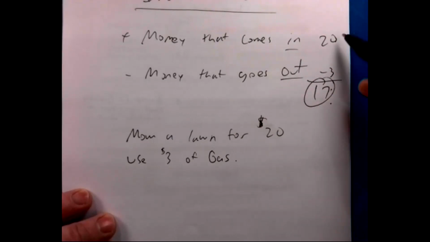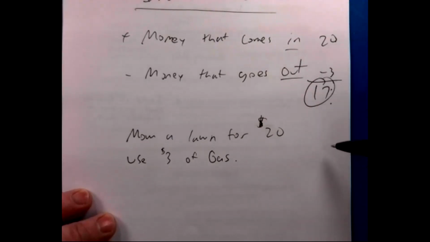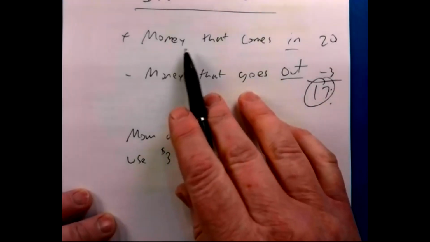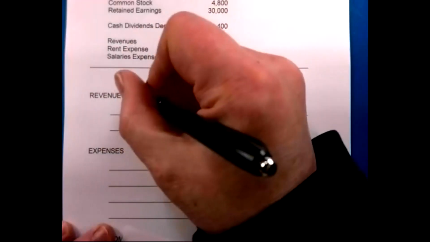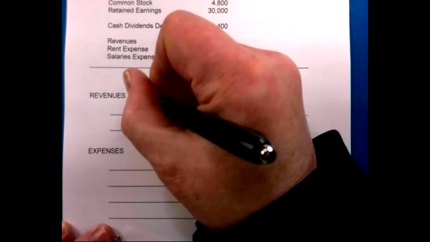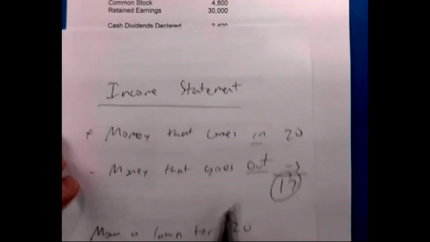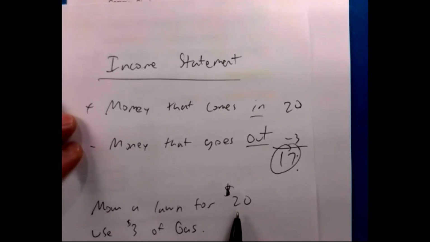And this is true for mowing a lawn. This is true for General Motors. What came in versus what went out, that's all the income statement is. Now, the money that comes in, those are revenues. So anything that comes in is a revenue. Going along with the $20, this would be a revenue.